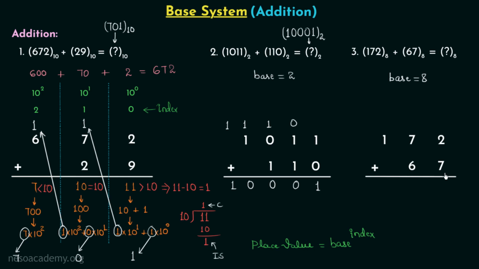2 plus 7 is equal to 9. 9 when divided by 8 will give us the quotient or carry equal to 1, and the remainder or the intermediate sum will be equal to 1. 1 plus 7 plus 6 is equal to 14. 14 when divided by 8 will give us the carry equal to 1, and it will give us the intermediate sum equal to 6. 1 plus 1 is equal to 2. 2 when divided by 8 will give us carry equal to 0, and the intermediate sum, that is the remainder, will be 2. So in this way we have 261 in octal as the answer.